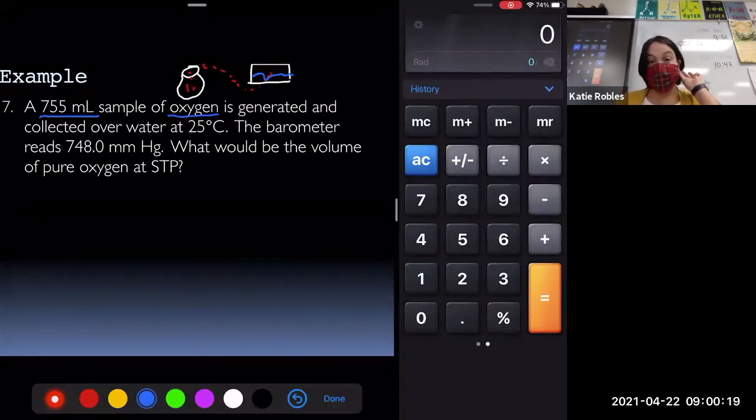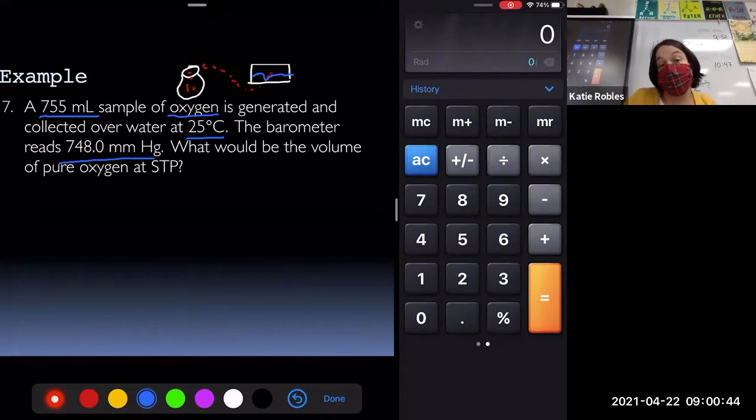Now, what's important about gases we know now is temperature and pressure. So it tells you that the temperature that it's collected at is 25 degrees Celsius, and the pressure of the room is 748 millimeters of mercury. Maybe there's a storm rolling in, so it's a little bit below standard pressure. So then the question becomes, what would the volume of that pure oxygen be at STP?